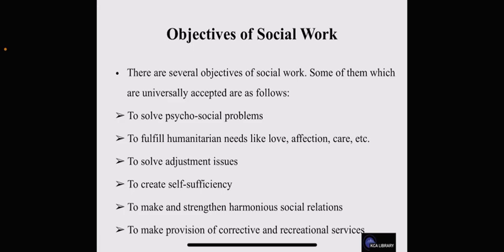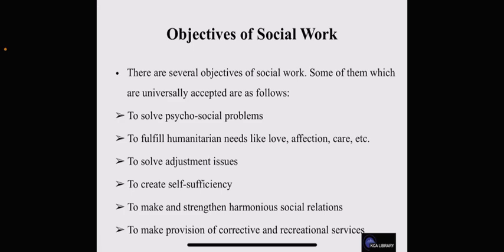One of the objectives of social work is to solve psychosocial problems. Anything that has to do with any problem that has to do with social and psychology, social work is there to solve it in one way or the other. As the profession name implies, social work has to do with any form of problem that has to do with social gathering or socially. Now another objective of social work is to fulfill humanitarian needs like love, affection, care, etc.